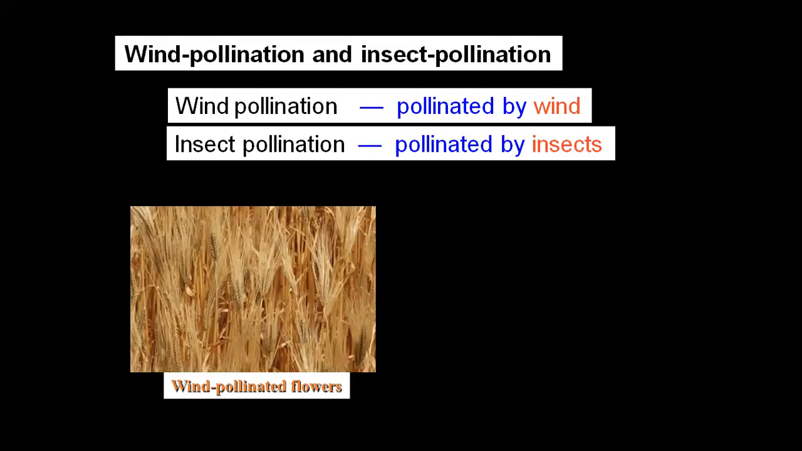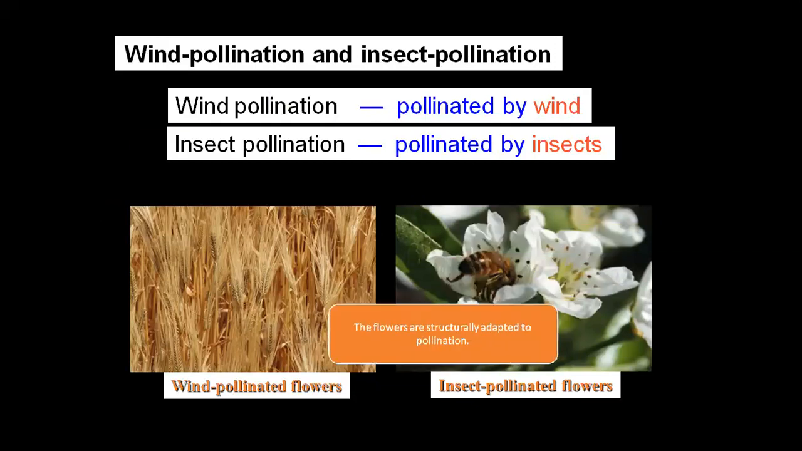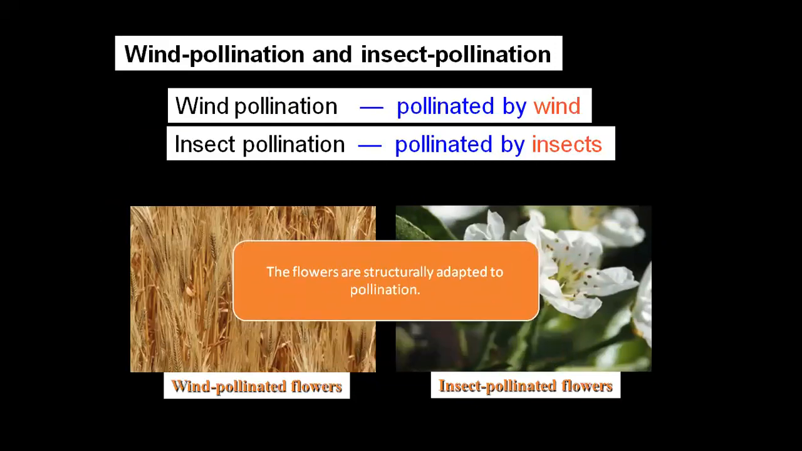Now, wind pollinated flowers and insect pollinated flowers have structural adaptations. Where the pollinating agent is wind, the flowers are structurally adapted for wind, while insect pollinated flowers are structurally adapted for insects, so that pollination happens more easily. So we will discuss that now. The flowers are structurally adapted to pollination.